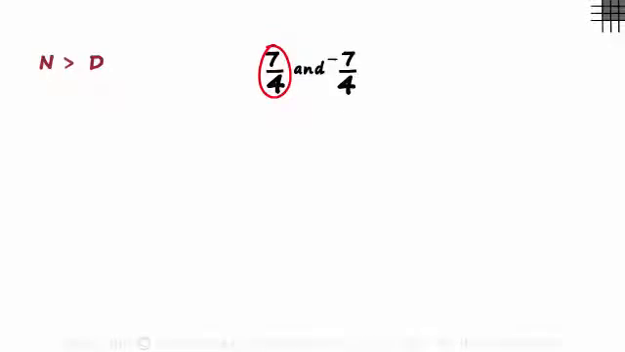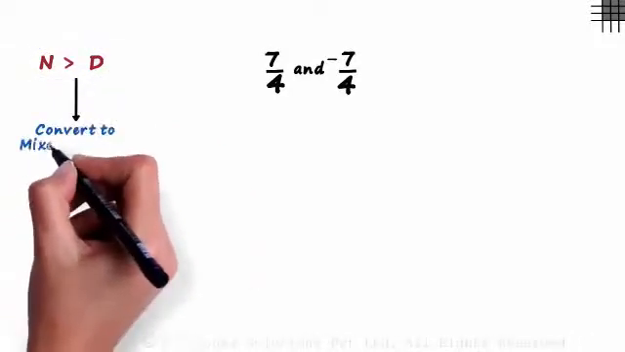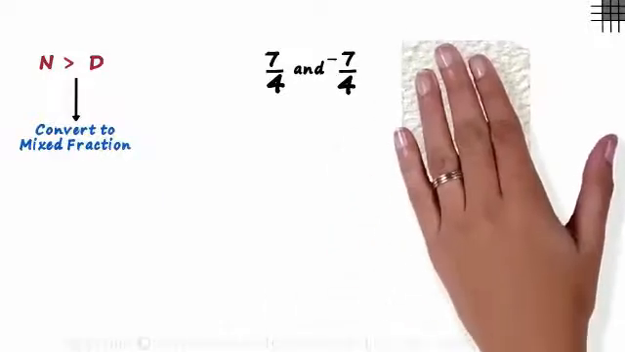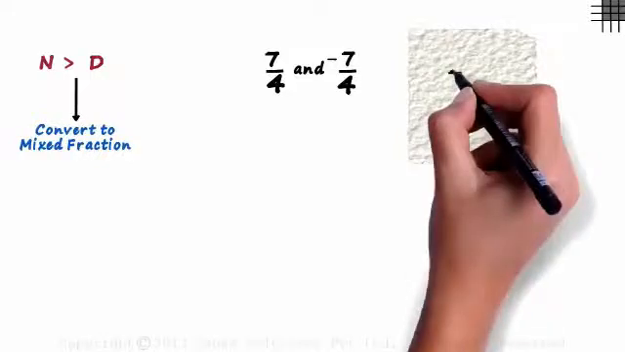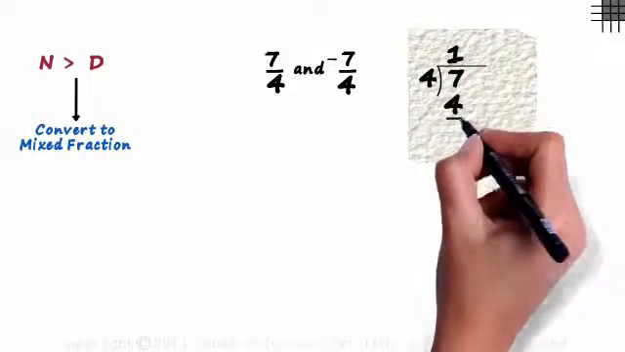The first step in such kind of problems where the numerator is greater than the denominator is to convert it into a mixed fraction form. You would have learned this in your earlier classes, but let me quickly show you how. We only have to divide 7 by 4. We get the quotient as 1 and the remainder as 3.